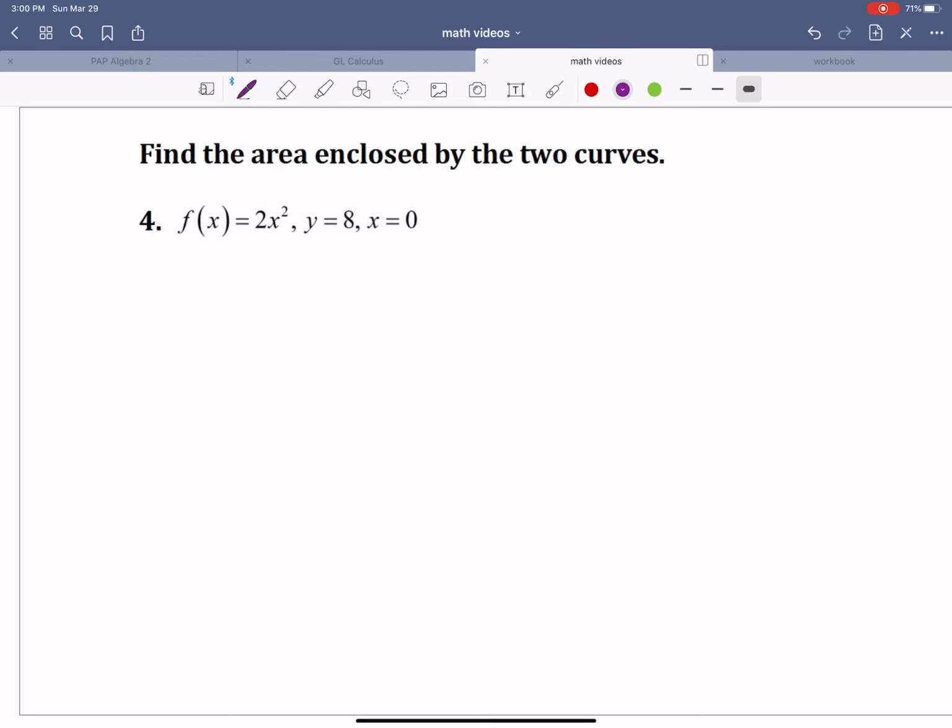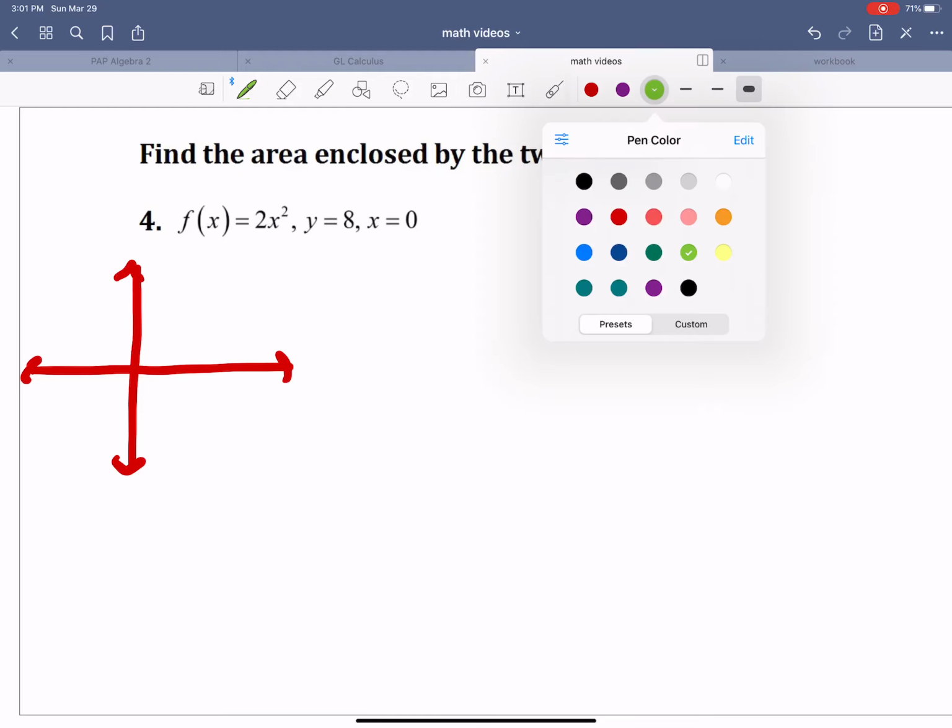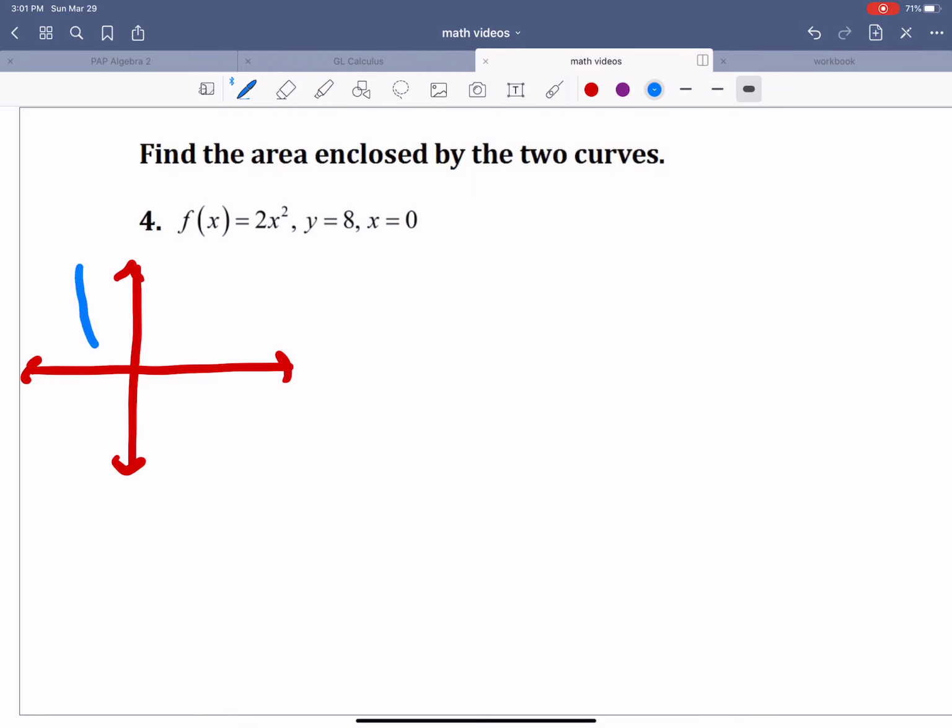Find the area enclosed by the two curves. We've got, actually, it's 3 curves here. So let's see what this graph looks like. Okay, we've got 2x squared. I like that one. It's an easy graph to draw. 2x squared looks like this.